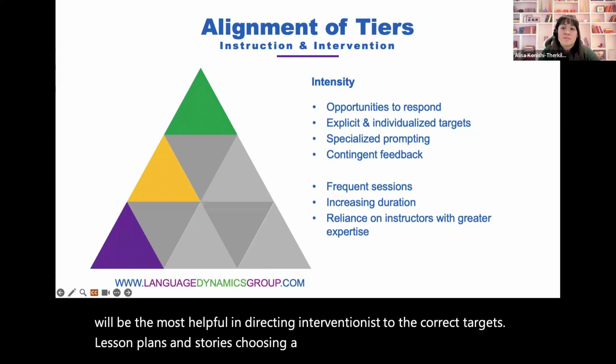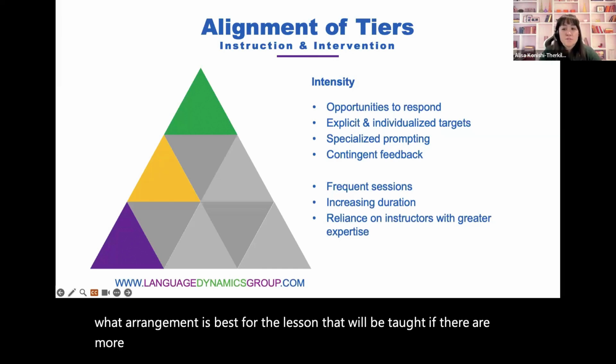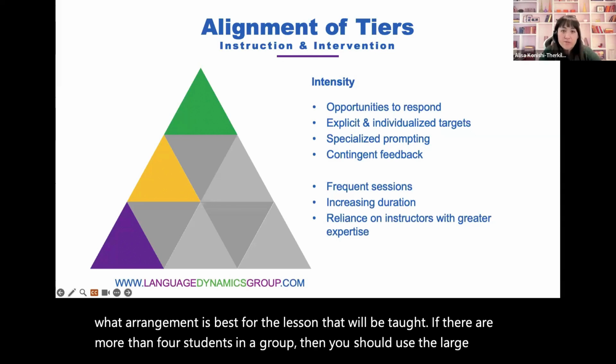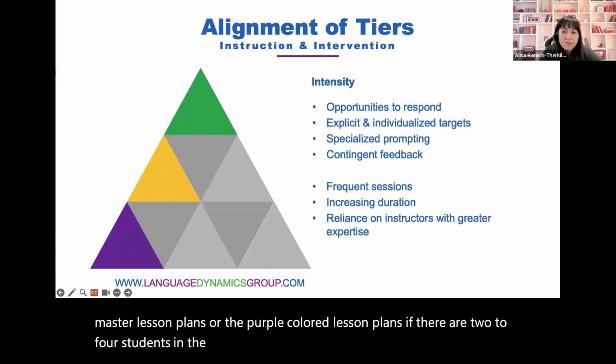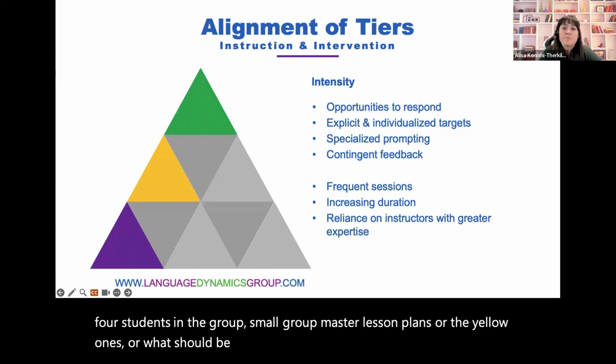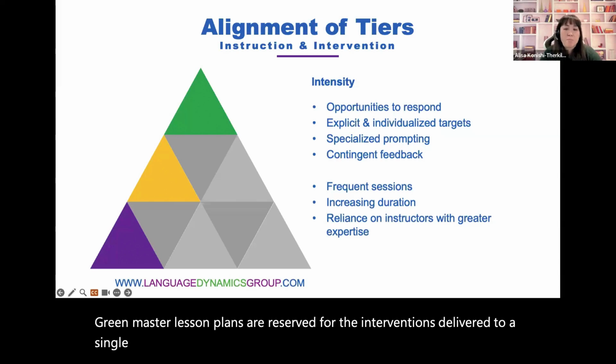Choosing a lesson plan requires a decision about what arrangement is best for the lesson that will be taught. If there are more than 4 students in a group, then you should use the large group master lesson plans or the purple colored lesson plans. If there are 2 to 4 students in the group, small group master lesson plans, or the yellow ones, are what should be used. Green master lesson plans are reserved for the interventions delivered to a single student at a time, or those one-on-one sessions.